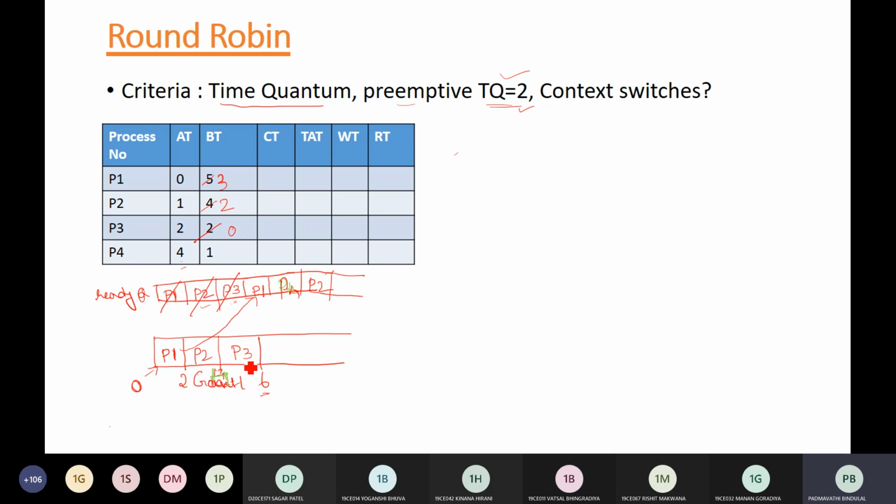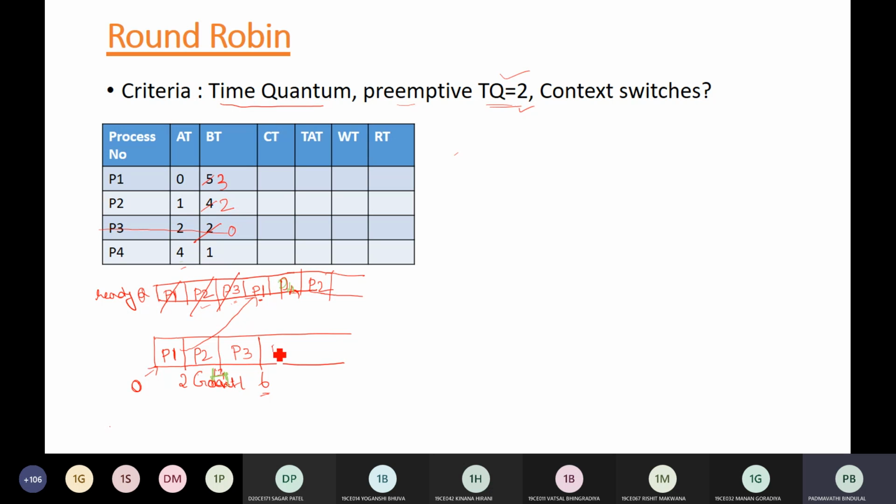You just push this P3 back here, but it has completed its execution time, so you need not push P3 also. Okay, so you can remove the P3 process from your queue. P3 को आप remove कर सकते हो. So next, which process you have in the ready queue?